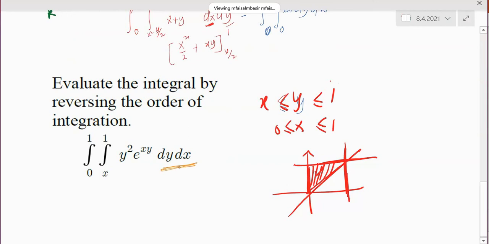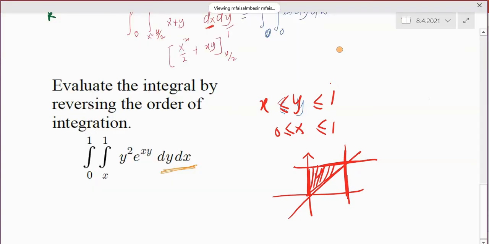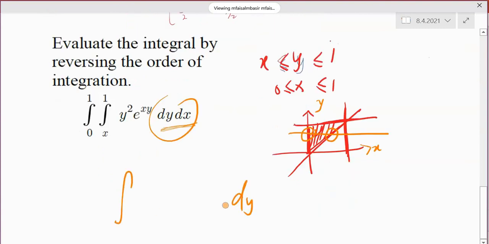Then dy dx is which type? Type 1 or type 2? Type 1. So they want reversing order, which means type 2. So type 2 means dy outside, dx inside. The y is from 0 to 1, and then your x is from here, x is 0, and this x will be y.